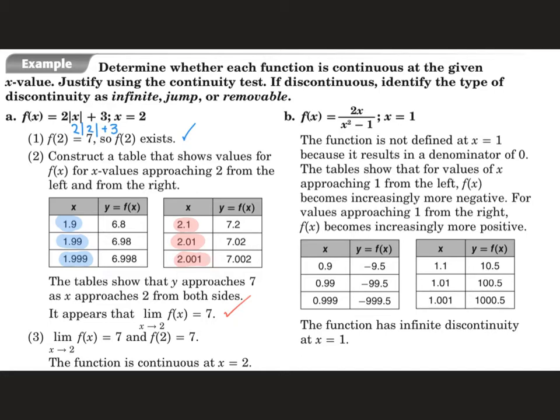Now the last thing is always the easiest, and all you need to do is compare your value from your first check mark to your second. If you look down here, we already have it written out. This was what we had from our second check mark. The limit was 7. In our first step, we found that f of 2 was 7, and this is great because these are the same value, which means that this function is continuous at 2.